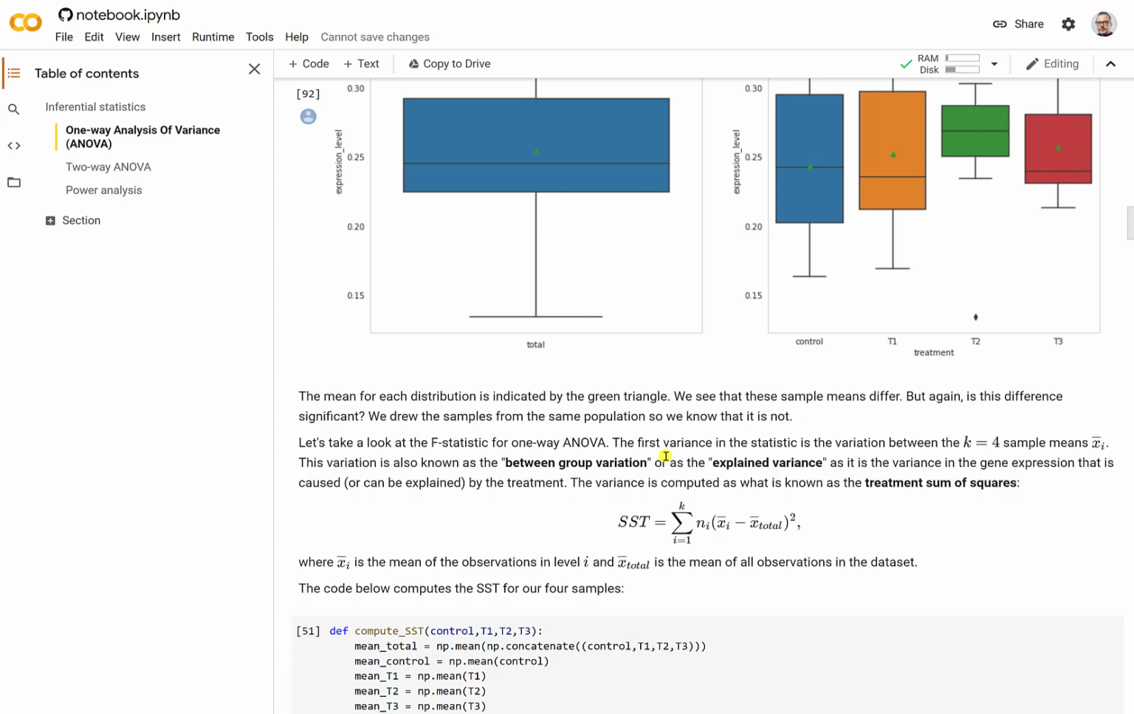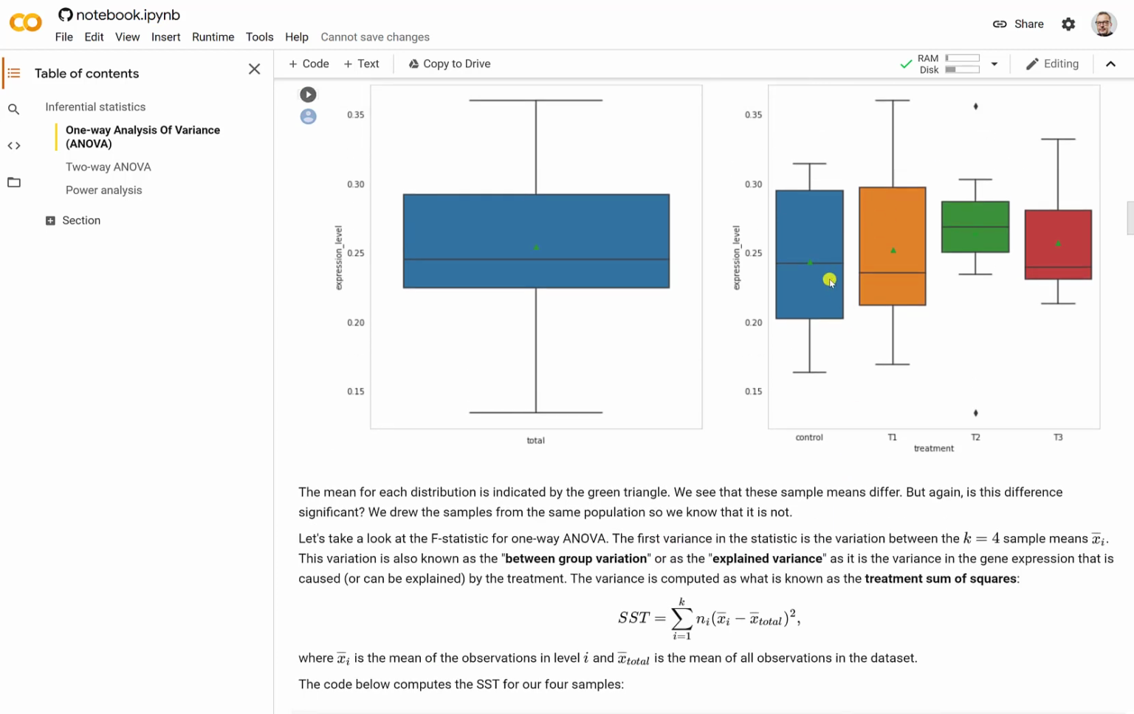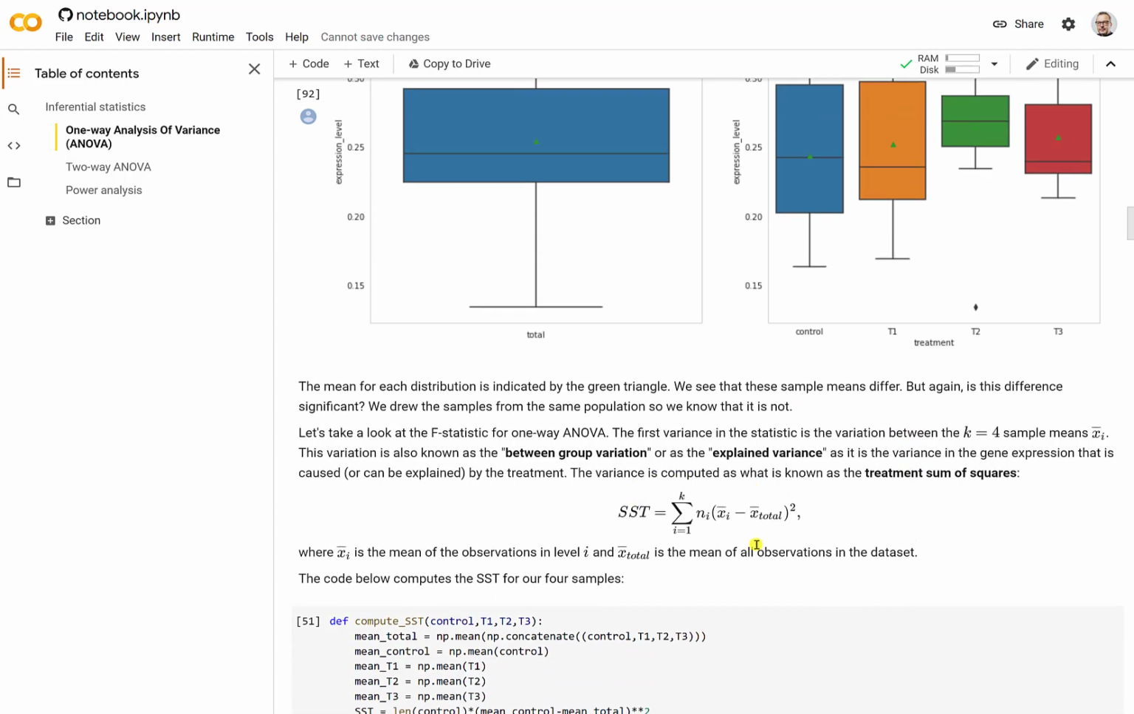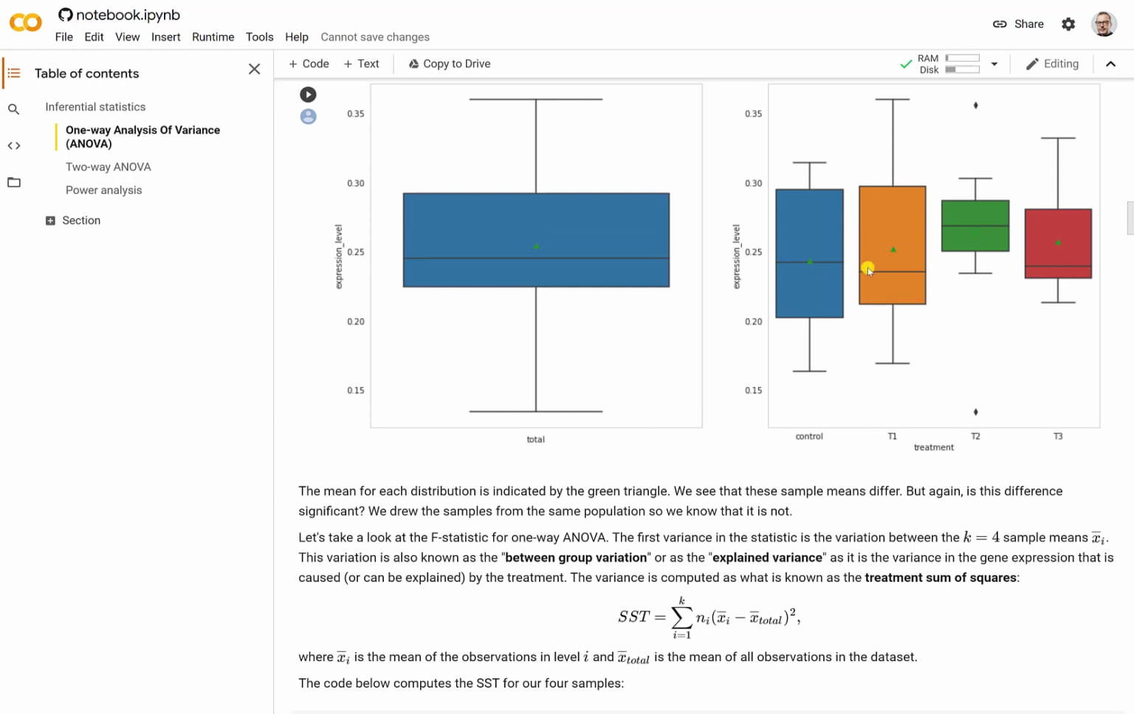The first variance is basically looking at how variable or how different these means are. So it's the variance of these mean values. In this case, we have 4 of them. We call this the sum of squares of the treatment, or the treatment sum of squares, and it is known as the between group variation. So it's the variation between the different groups, between the different levels, looking at the mean.